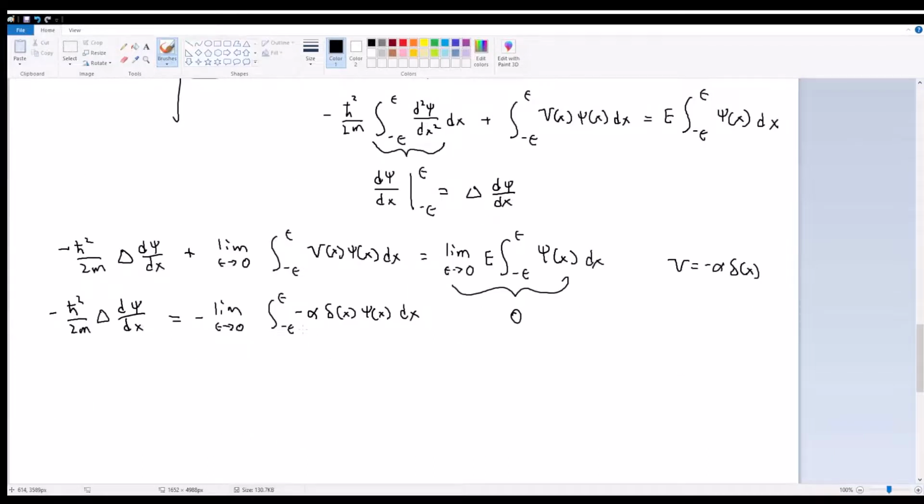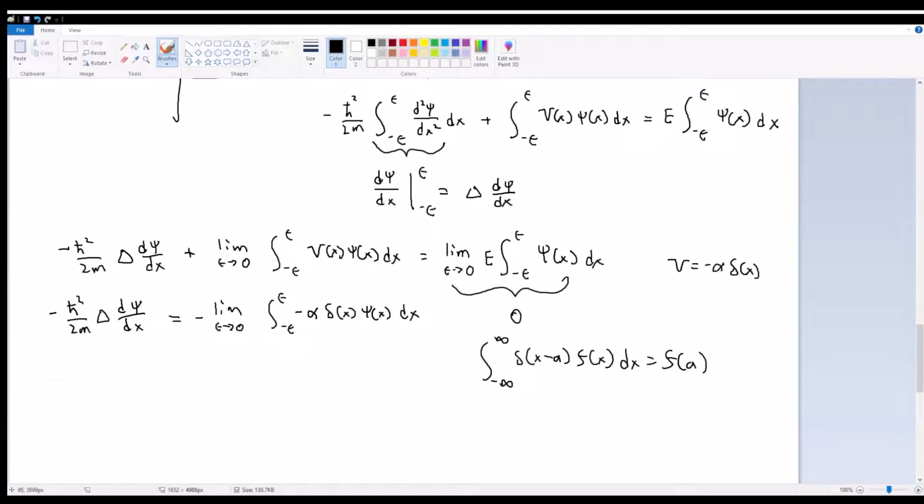So what's happening? Remember that one of the properties of a Dirac delta is that it snipes out a specific value of psi of x. One of the properties we had was that the integral from negative infinity to positive infinity of Dirac delta of x minus a times f of x dx pulls out f of a. So what happens here is that it's going to just pull out psi of 0.